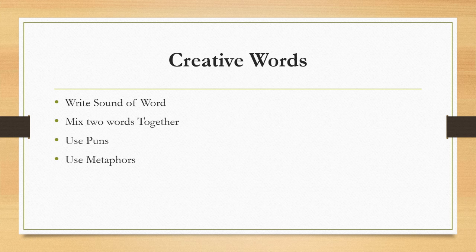And then, of course, creative words. You can write the sound of a word. You'll notice that a lot of companies tend to write the sound of a word. For example, the word easy, sometimes you'll see E and Z. They won't actually spell it E-A-S-Y, rather they'll spell it out as E and Z. So stuff like that, you can write the sound of the word.